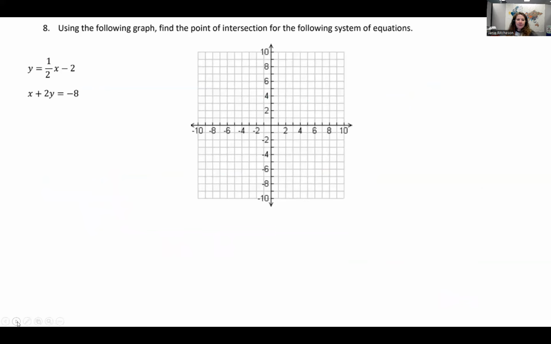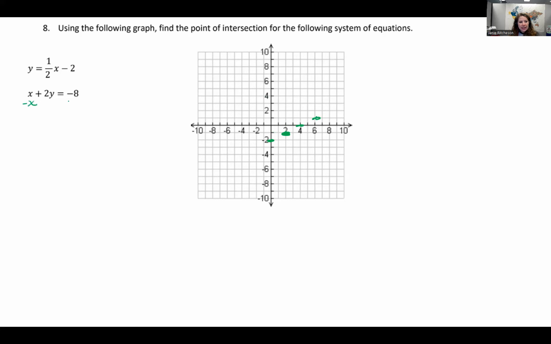Number 8, we are graphing again. So the first one's in slope-intercept form. So I'm going to graph negative 2. And then my slope is 1/2. So I'm going to go up 1, right 2, up 1, right 2, up 1, right 2, and so on and so forth. And then my second one, I got to solve for y.